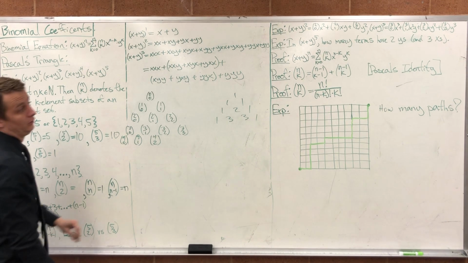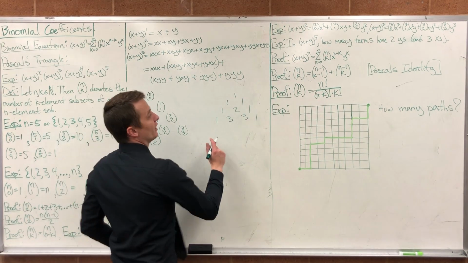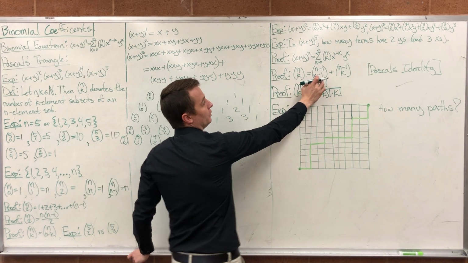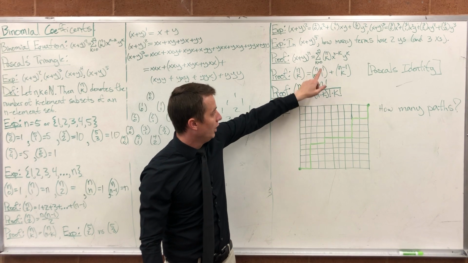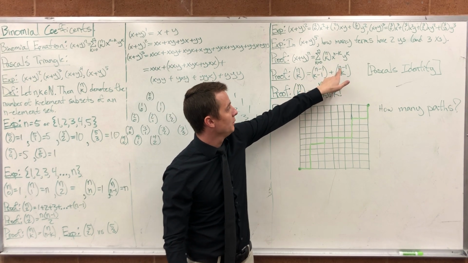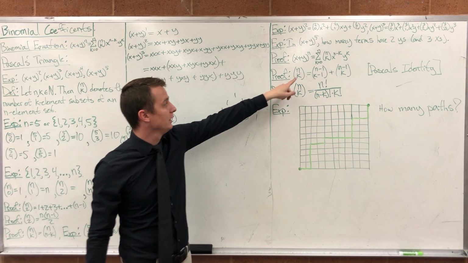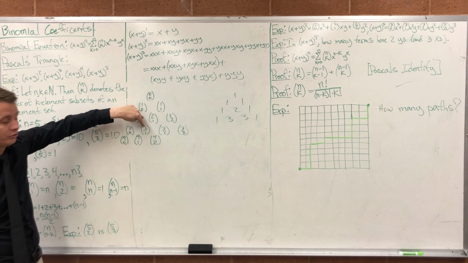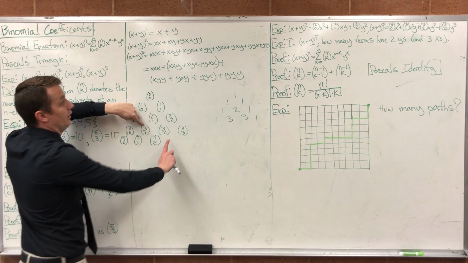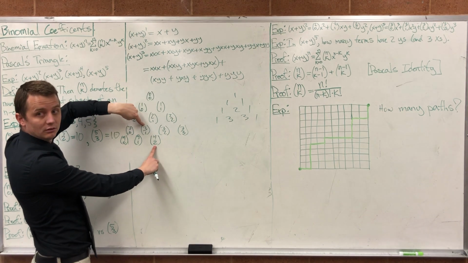Or in general, this formula, it's called Pascal's identity. Is it the case that n choose k is always equal to n minus 1 choose k minus 1 plus n minus 1 choose k? So if we pick concrete numbers, 4 for n and 2 for k, here is n minus 1 choose k minus 1, here is n minus 1 choose k, and here's n choose k.